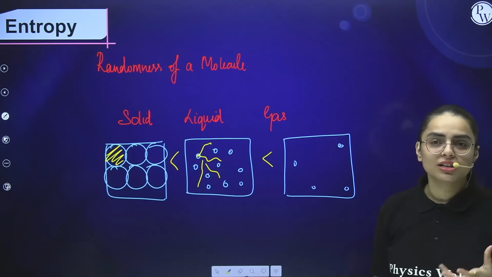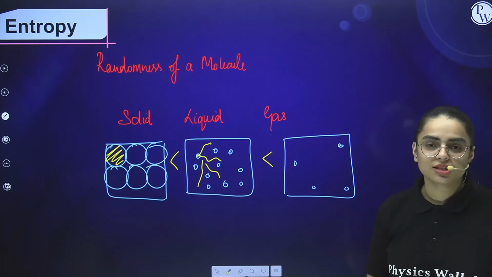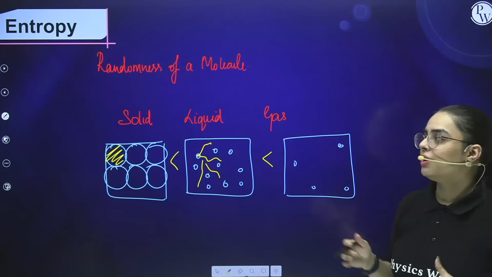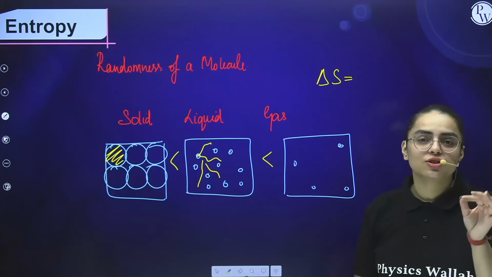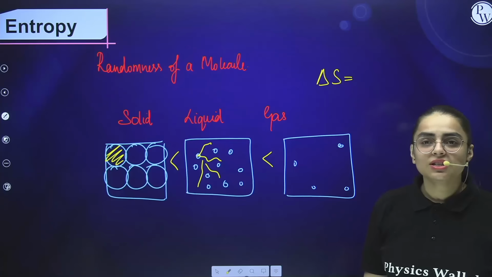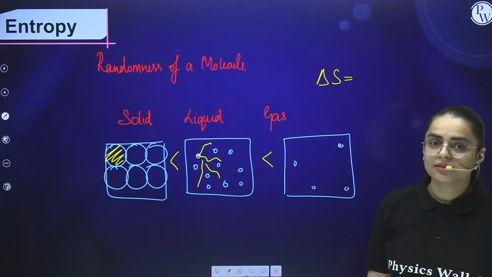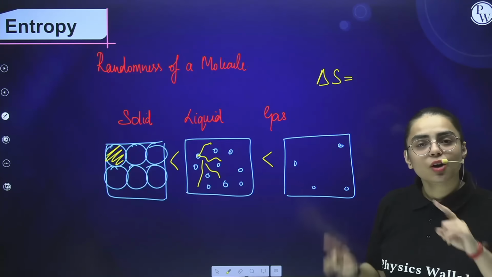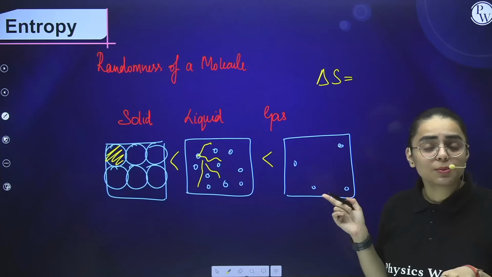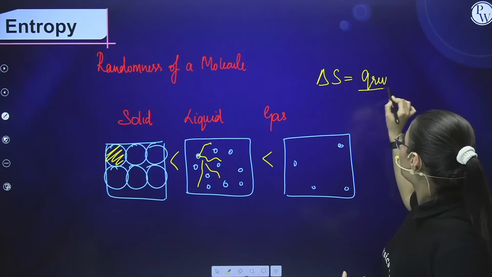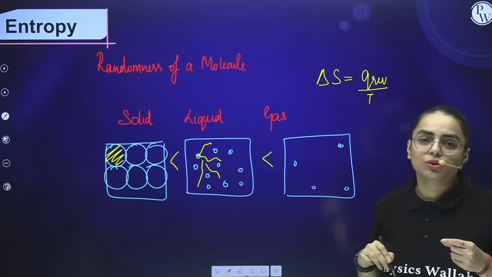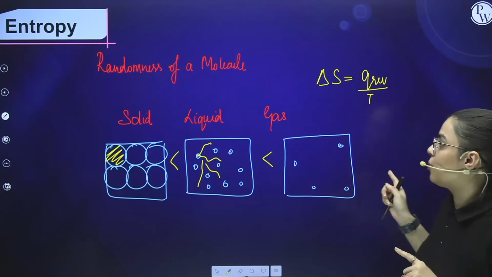Now comes the formula section, students. What is the formula for entropy? That is delta S. Delta S is basically the change in entropy. Just similar to the previous case, as I've told you, in enthalpy we represented it by H. Now here we represent it by S, for entropy. When we are representing entropy, we are going to divide heat with respect to temperature. Is it clear? This was the formula of entropy.